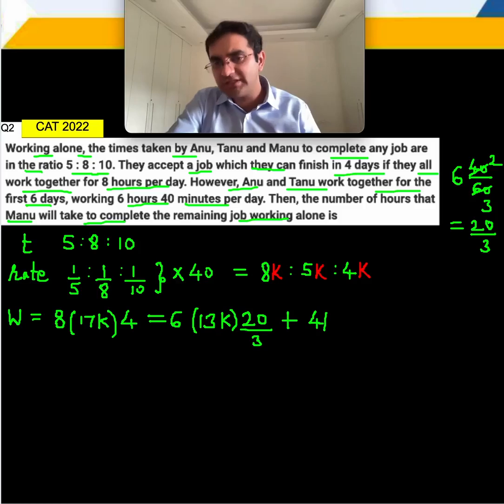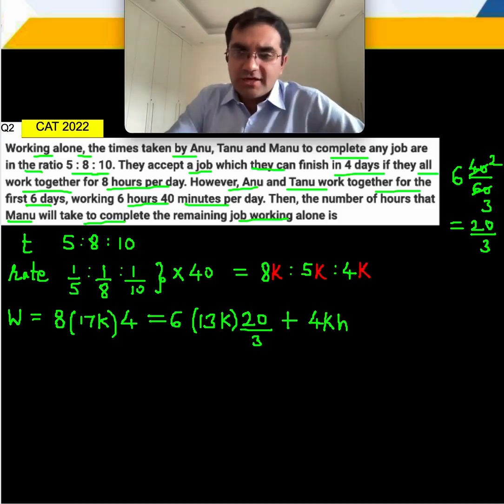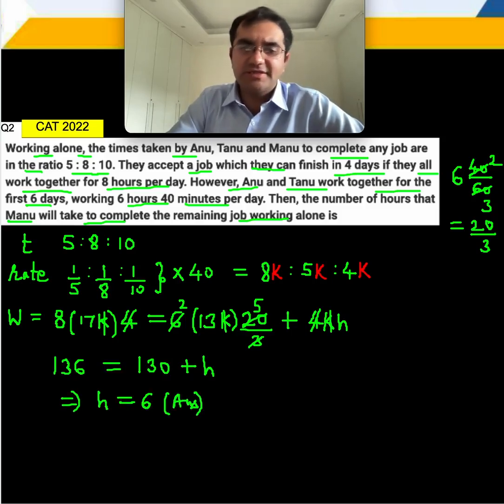Manu का efficiency is 4K. Hours ले लो H, K cancel हो जाएगा. पहले 4 cancel करते हैं. 4 से गया 5 times and 4 is gone. 3 से गया 2 times, K cancel किया. Now we solve. This is 136 is equal to 130 plus H. So H का value 6 आ गया. 6 is the right answer for question number 2.